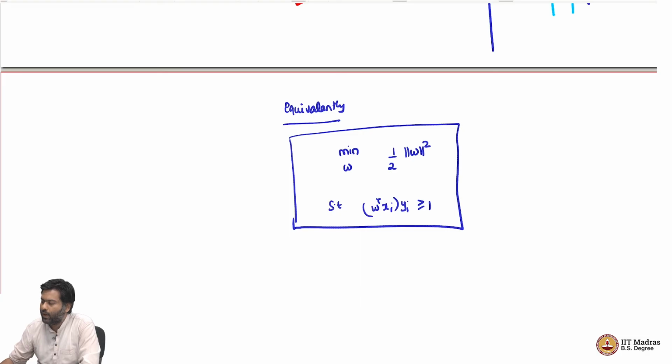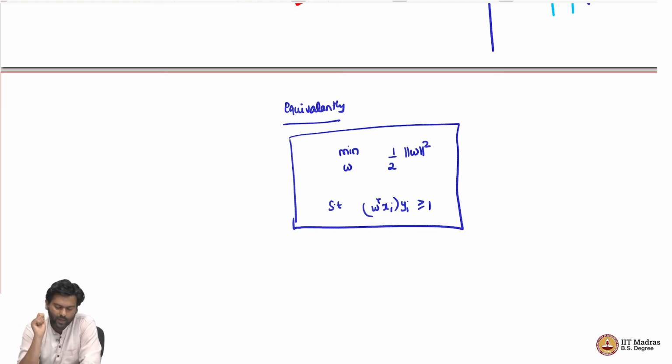right. So, you can either pose this as a maximization problem where you are trying to maximize the width, or you can pose this as a minimization problem where you are trying to minimize the length of W, because minimizing the length squared of W is equivalent to maximizing the width that W gives you with respect to the data set.